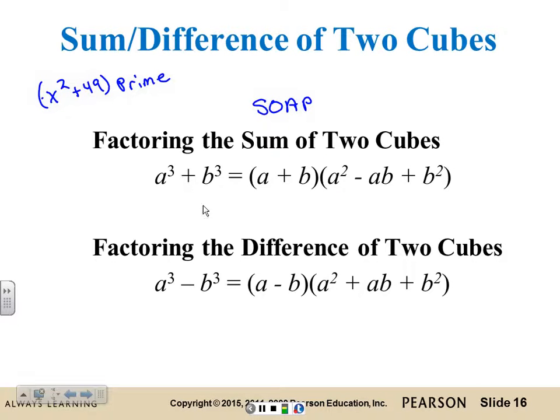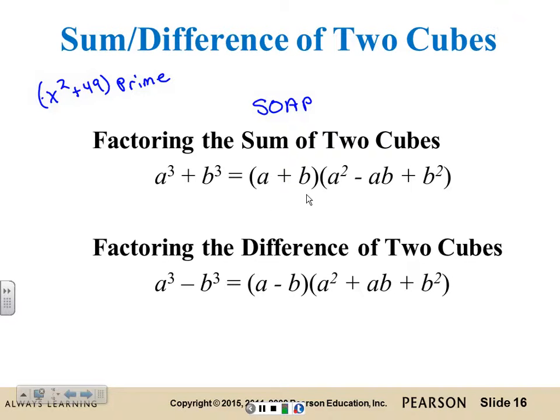Don't go back. And then what you're going to do is you're going to take that first term and square it. Take the opposite sign, multiply the two together, always plus that second term squared. Okay? So, here's your pattern.